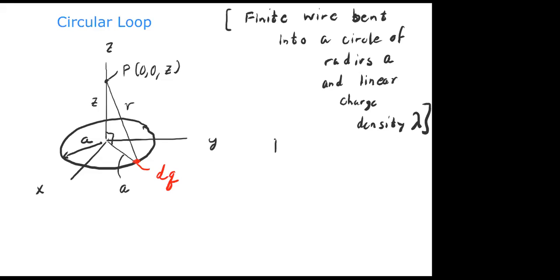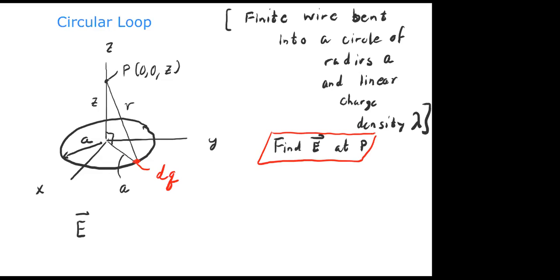So find the electric field at the point P due to the fact that I have a circular loop of linear charge density lambda, and the loop has radius A. Okay, so let's get started.